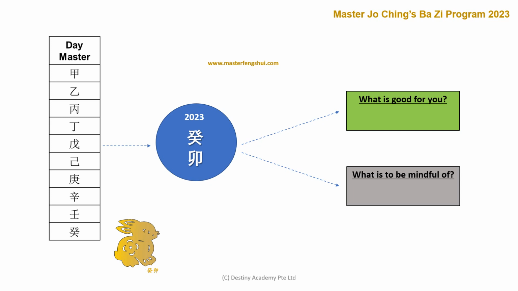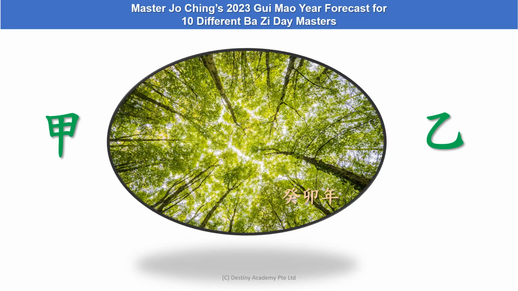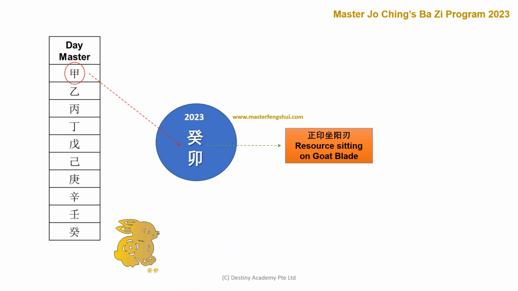Of course, if possible, next time I will go into the 60 jiazi, or 60 pillars, and how each individual day pillar interacts with the year pillar Gui Mao. But for today's purpose, I will only look into the Daymaster level. I will first begin with the Jia as well as the Yi Daymaster. So let's look at the Jia Daymaster and how it interacts with Gui Mao.